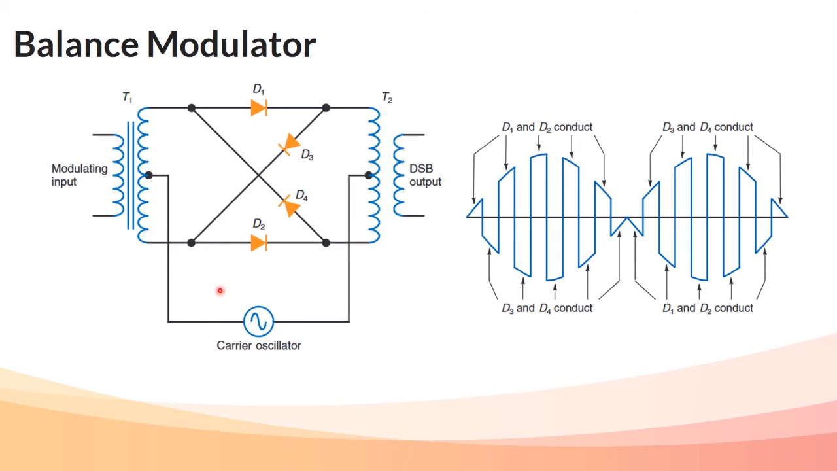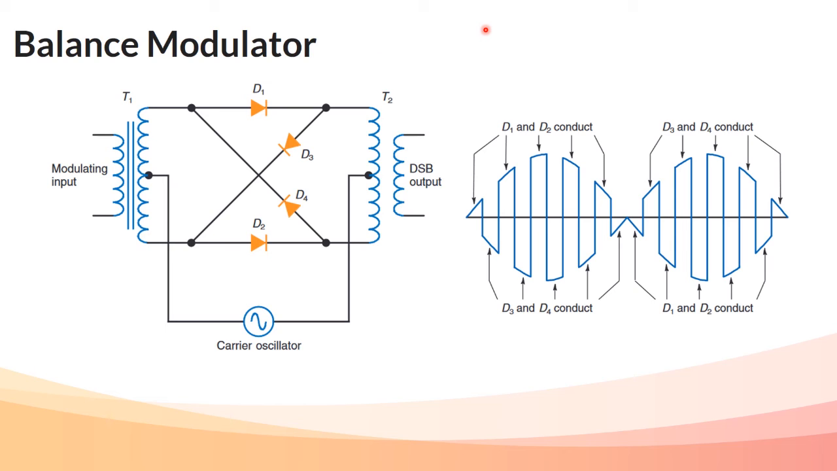Here is an example of a balance ring modulator, sometimes called a balance lattice modulator. The operation of the lattice modulator is relatively simple. The carrier sine wave, which is usually considerably higher in frequency and amplitude than the modulating signal, is used as a source of forward and reverse bias for the diodes. The carrier turns the diodes on and off at a high rate of speed, and the diodes act as switches that connect the modulating signal at the secondary of T1 to the primary of T2.